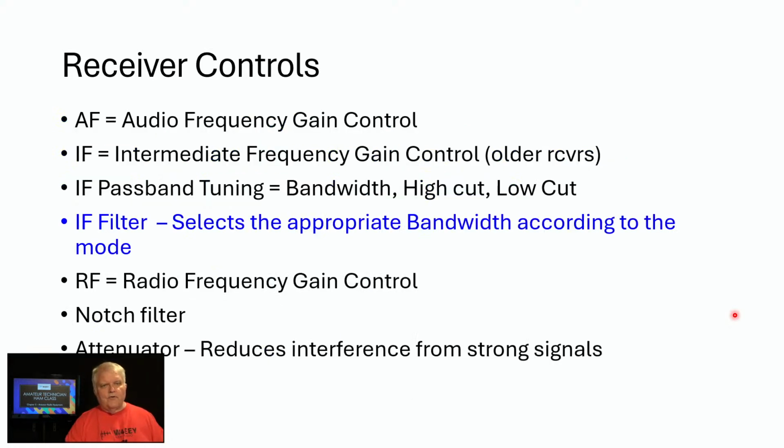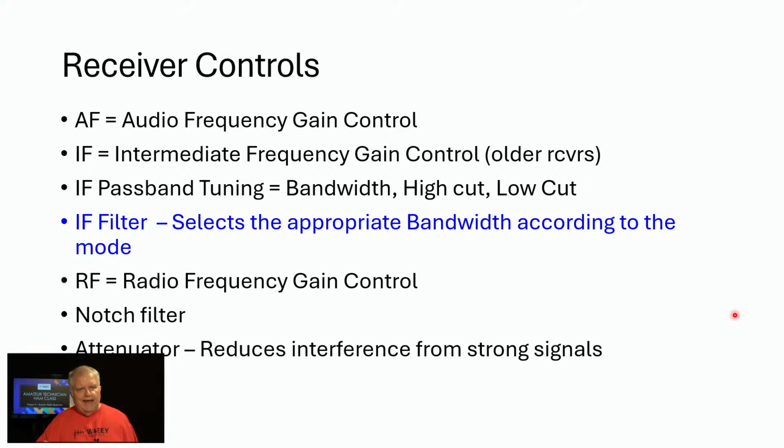And for receivers, the controls, well, you might see an AF control, known as an audio frequency control. Okay, it's really just a volume control, but we have a fancy term for it, AF. Not so much anymore the intermediate gain control, but on older radios, tube-type radios, this was common. There's also passband tuning. That's common on modern radios, where you can adjust the bandwidth of the received signal to the receiver to match the type of signal that you're trying to receive. There's filter selections for narrower or wider filters.